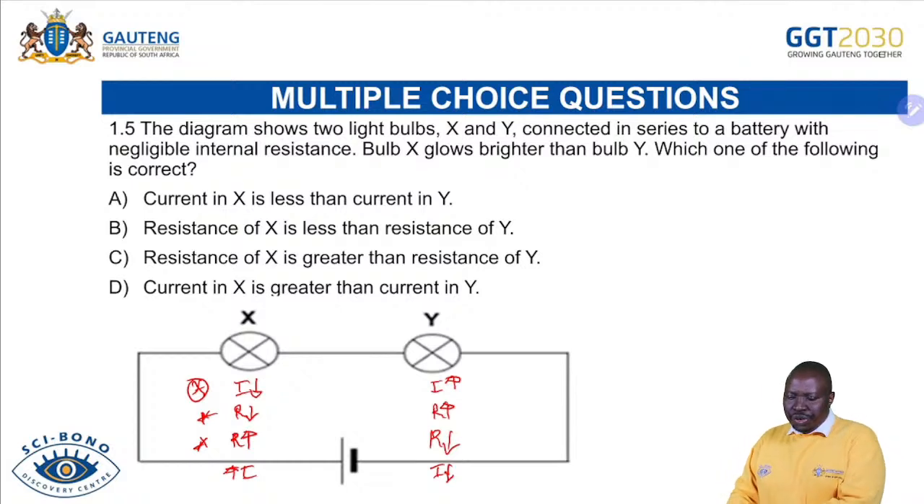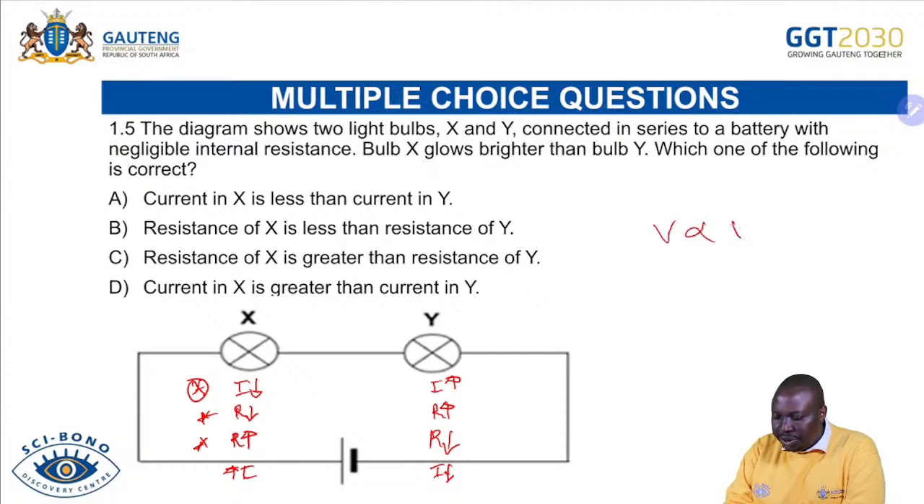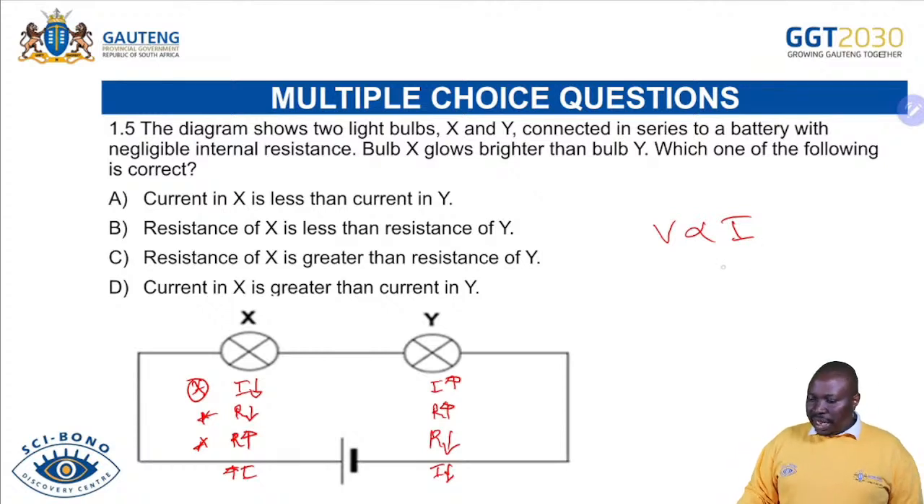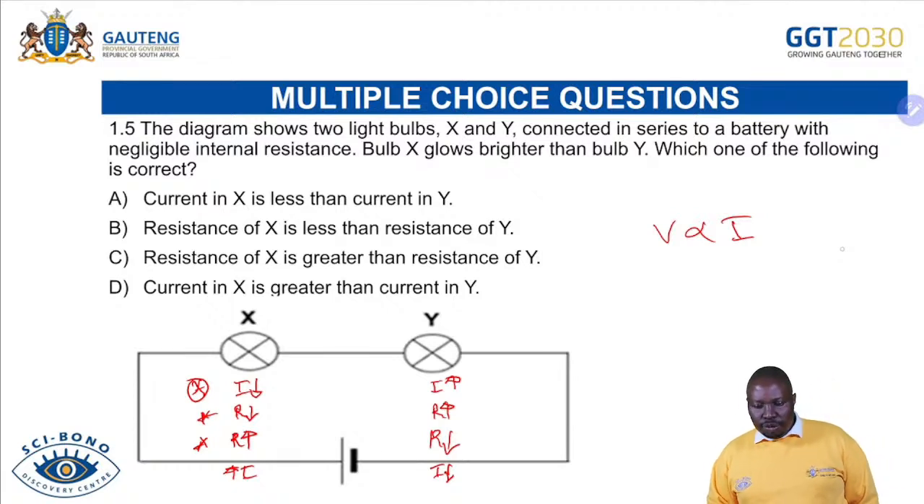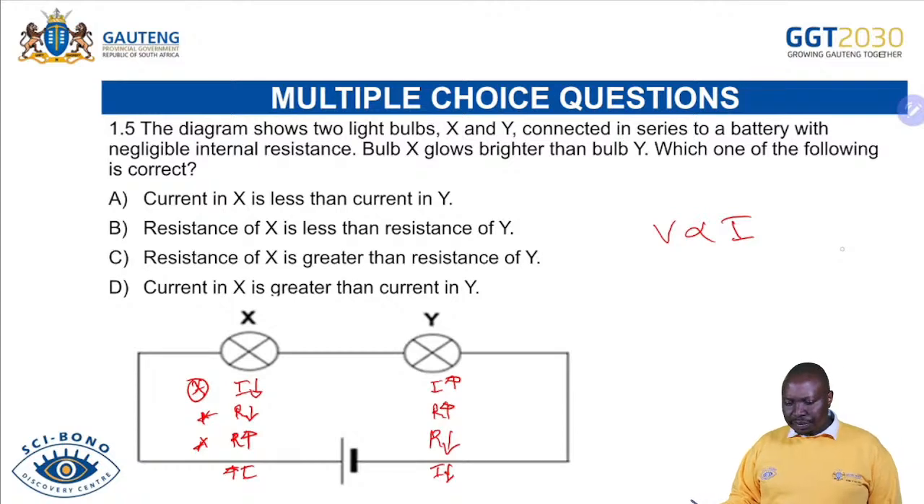Now you got to check what will make the brightness. Remember, according to Ohm's law, we are saying V is directly proportional to I, which means the one that is going to receive even more potential difference will depend on the current that is more. And then if we look at that, we will go with option number A.